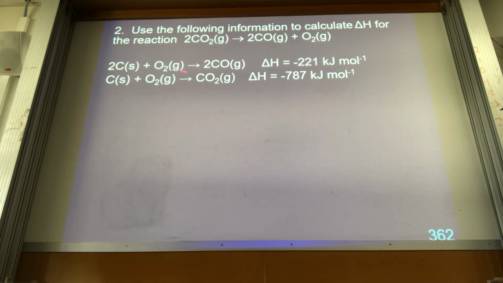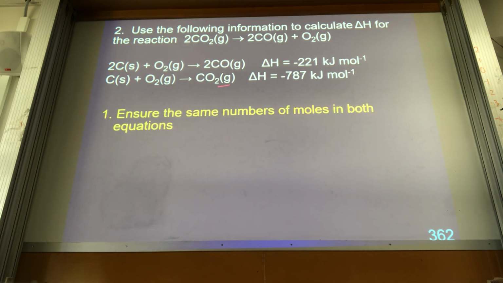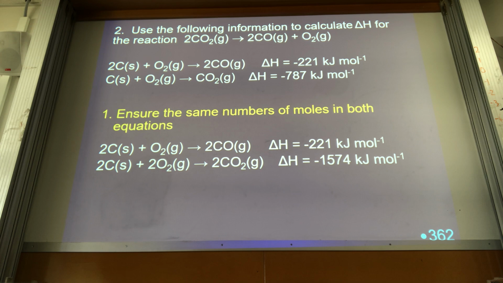So that's the one we need to make sure we've got the same number of carbons in each equation. We've got to get those mole ratios consistent. So the first step is to double the second equation, multiply it by 2, so we've got 2 carbons in each equation. And we can see they're both exothermic reactions. And incidentally, we see how much more energy gets released when we produce carbon dioxide. The incomplete combustion of carbon to produce carbon monoxide releases a little bit of energy, but not very much at all. The importance of having a good supply of oxygen.